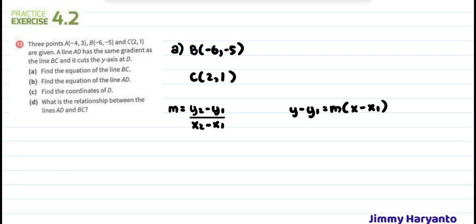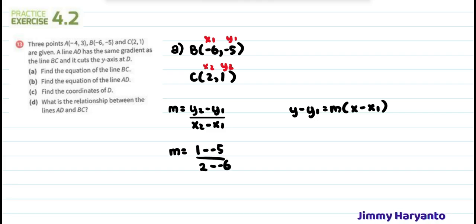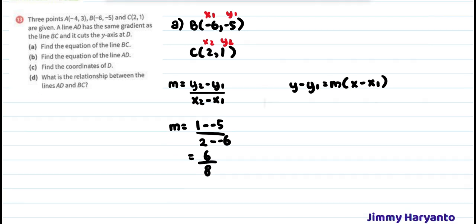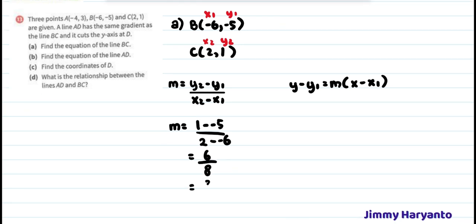Okay, next is question 13. For question 13, we have to find the equation of the line BC. So this one is x1, y1, x2, and y2. First, we have to find the gradient. Y2 minus y1 over x2 minus x1. So 6 over 8 divided by 2, 3 over 4. Okay, so this is the gradient.